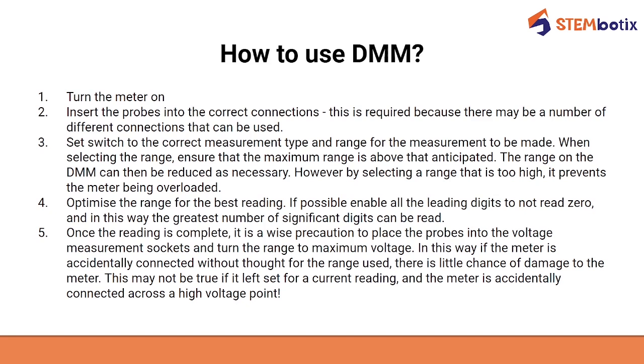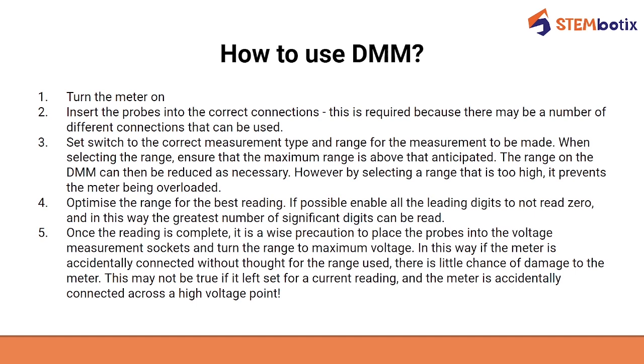First is turn the meter on. Second, insert the probes into the correct connections. This is required because there may be a number of different connections that can be used. Third, set the switch to the correct measurement type and range for the measurement to be made. So if you want to measure resistance, turn your switch to the resistance area properly.